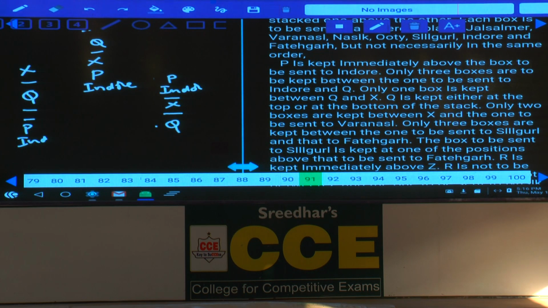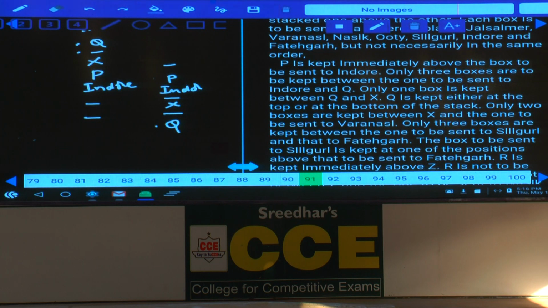Now Q is kept either at the top or at the bottom. As Q is either at the top or at the bottom, this cannot be the case. As this case is completely ruled out, now we are left with only this one. In this case Q at the top, 1, 2, 3, 4, 5, 6 and 7. Here Q at the bottom, 1, 2, 3, 4, 5, 6, 7. Done? Now we are able to fix this one. Q is kept either at the bottom or at the top of this stack.